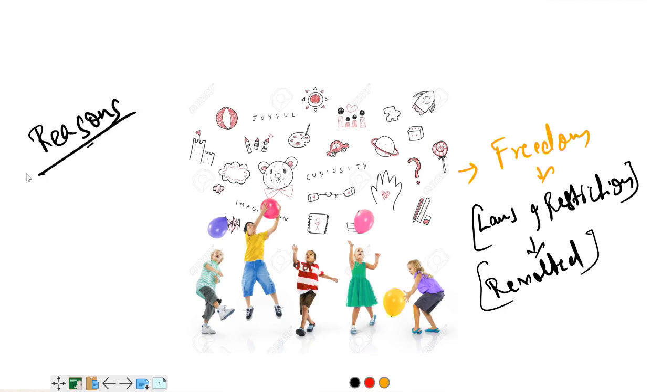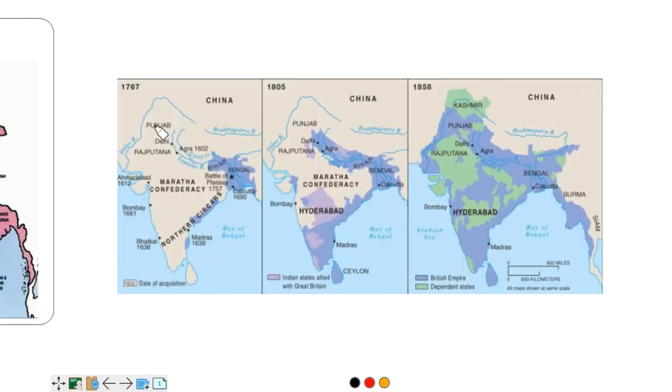In this chapter, we are going to learn about the reasons which led to this rebellion. This is the first topic. Second is how the rebellion went on. Third is what the aftermath of this rebellion was.